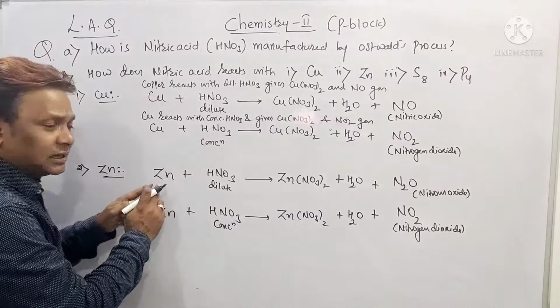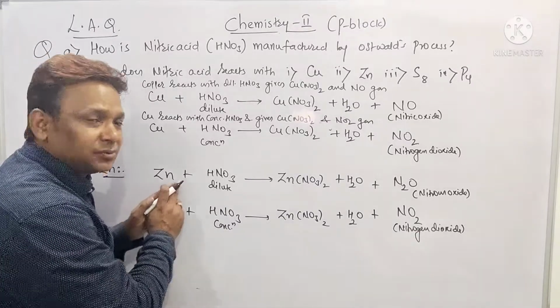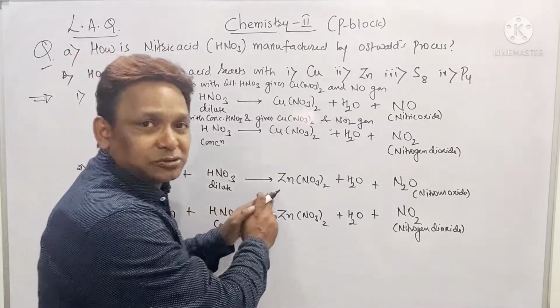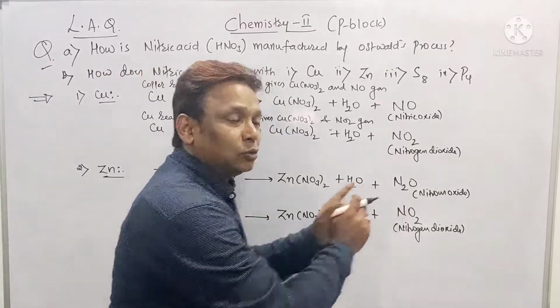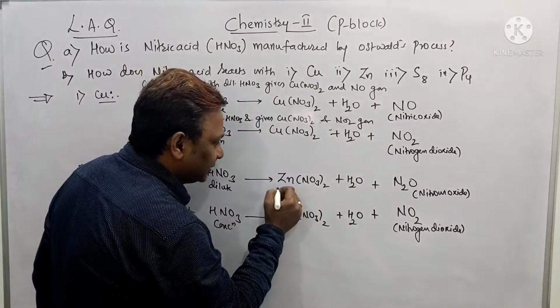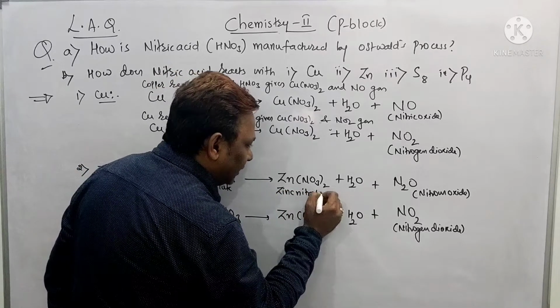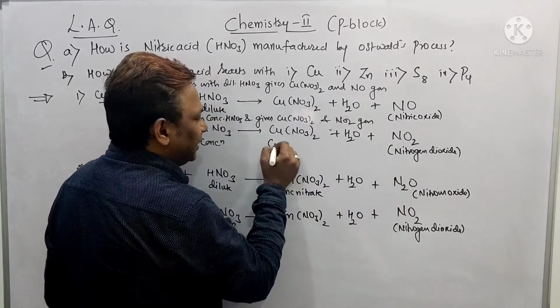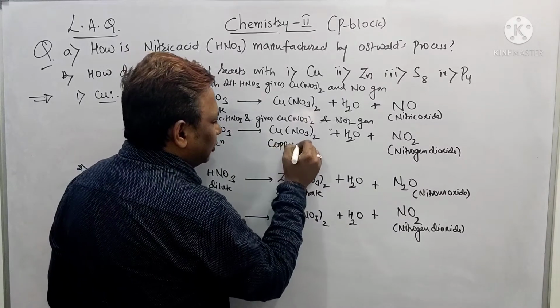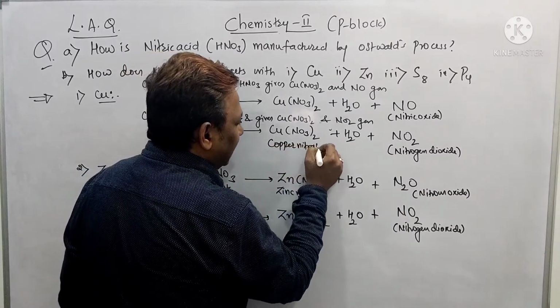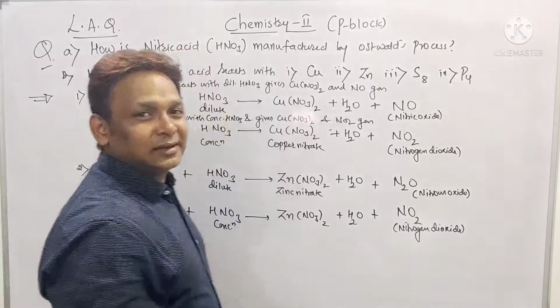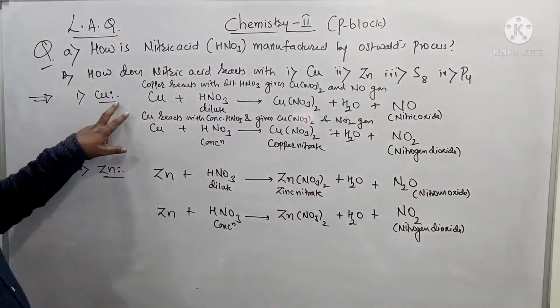In the same way, can you write a statement here? Zinc reacts with dilute nitric acid gives rise to zinc nitrate and N2O gas. What is the name of this gas? This is called nitrous oxide. But with concentrated acid, it is copper nitrate and it liberates NO2 gas. Is it clear, beta? This is only one part which we wrote.